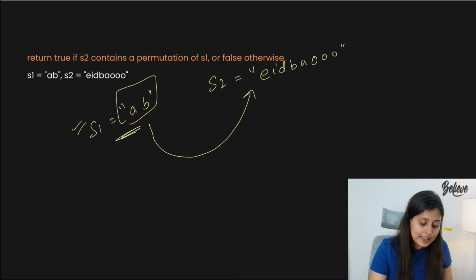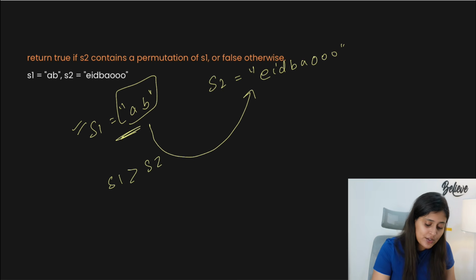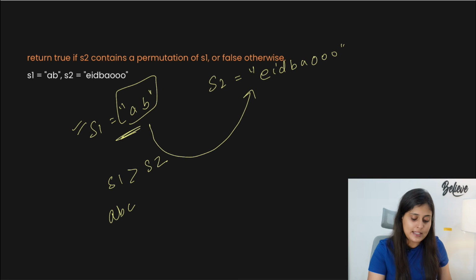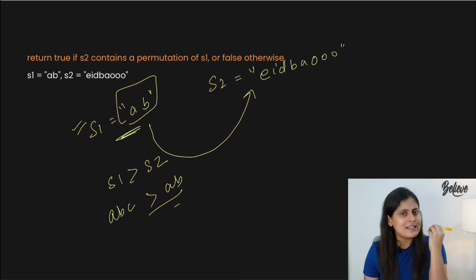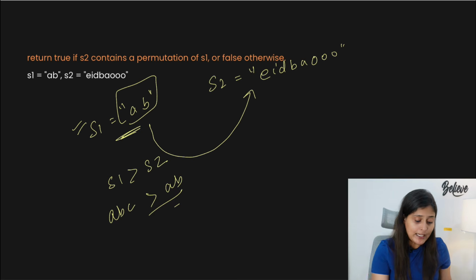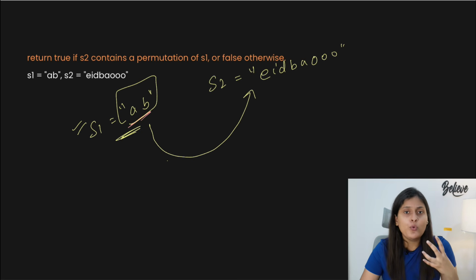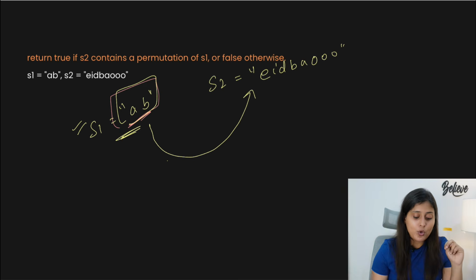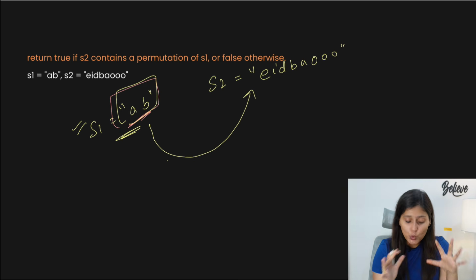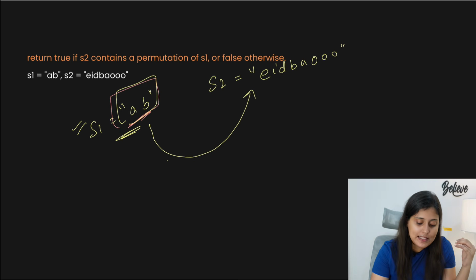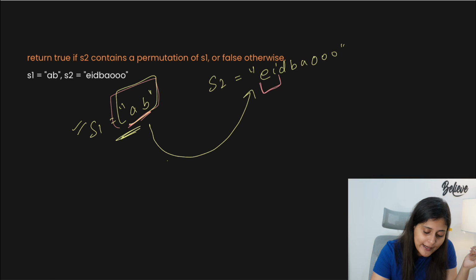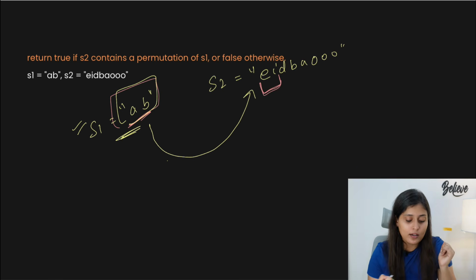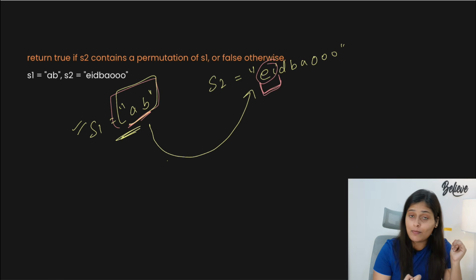And in case the length of S1 is greater than S2, let's suppose it is ABC and S2 has only AB, then the length is not capable enough, so you can surely return false there, right? So in such a problem, you know this is the AB character of 2 length. Thinking like a noob, where will you start? You will start from the very first two characters of S2 and check whether this and this are the same.